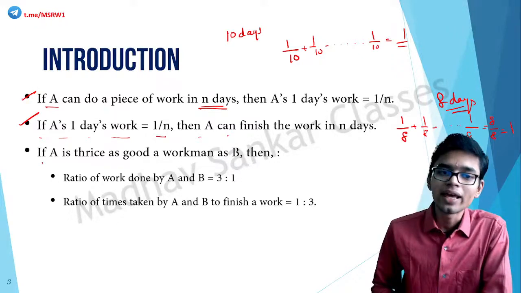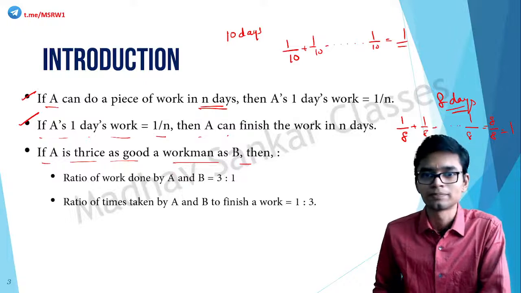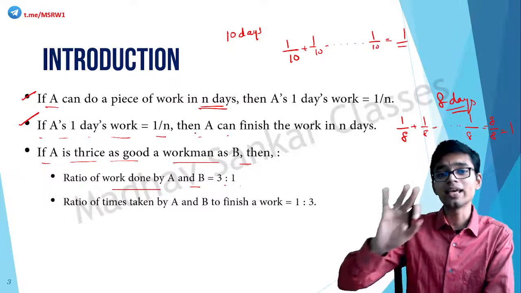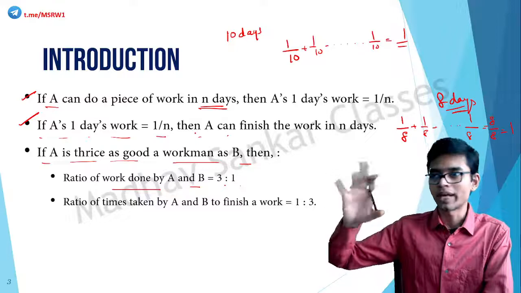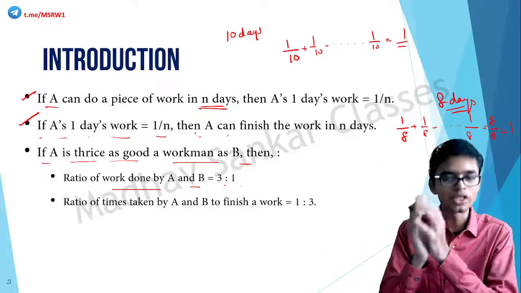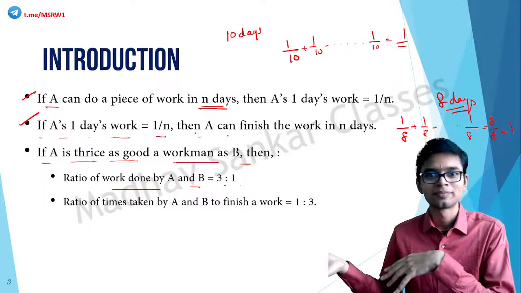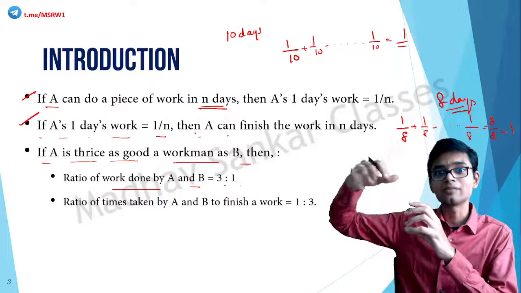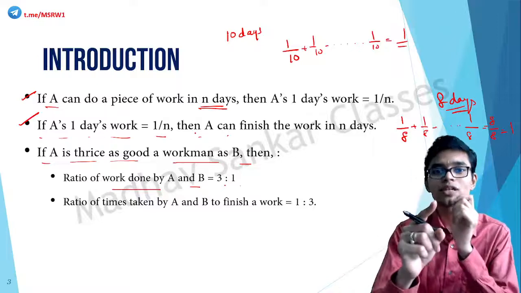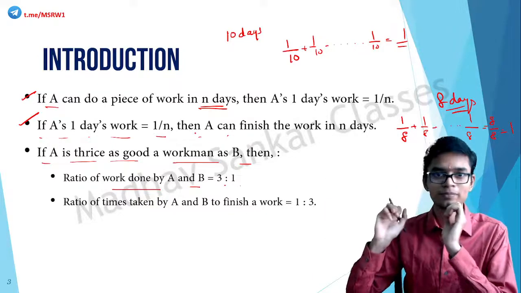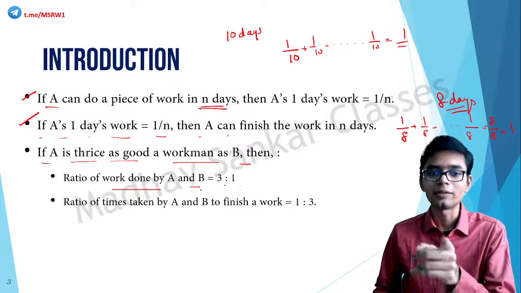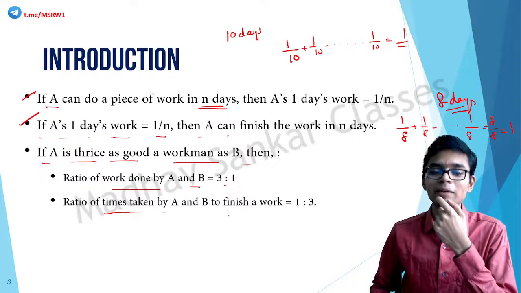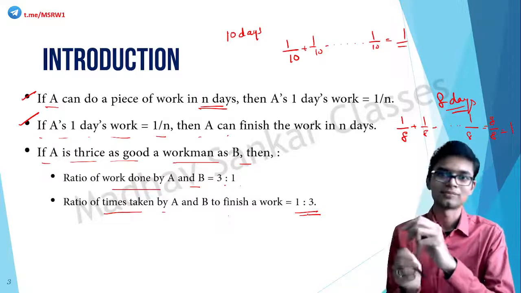Now, if A is thrice as good a workman as B, then the ratio of work done by A and B is 3:1. Okay, A is 3 times as good as B in the work. So when B does 1 unit of work, A can complete 3 units of work. Understood? That is what is meant by A is thrice as good as B. So A is 3 times better than B. So when B does 1 unit of work, A can do 3 units of work in the same time. Clear? So the ratio of work done by A and B will be 3:1, but the ratio of times taken by A and B will be 1:3. It will reverse. Think about it.